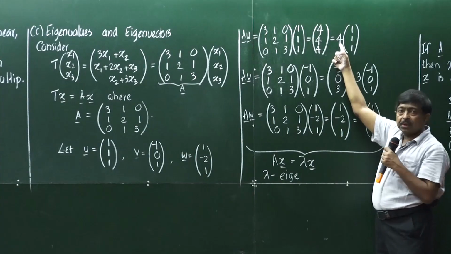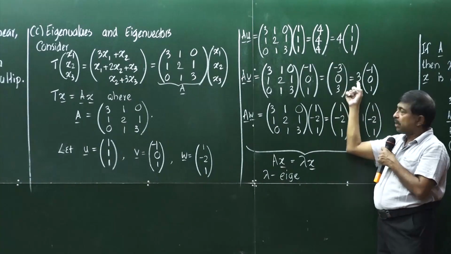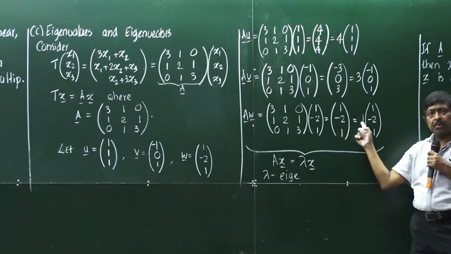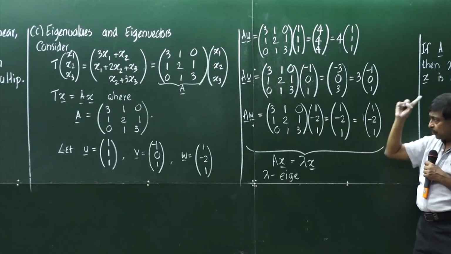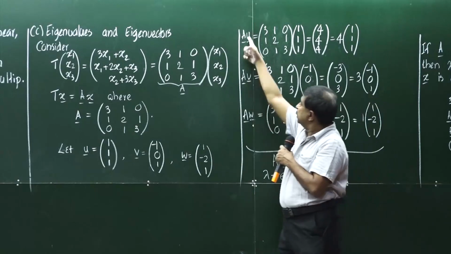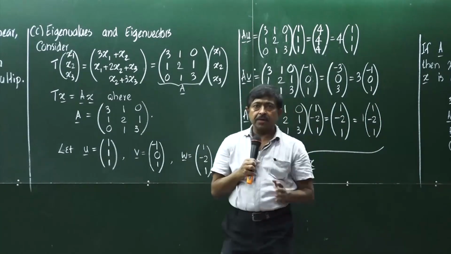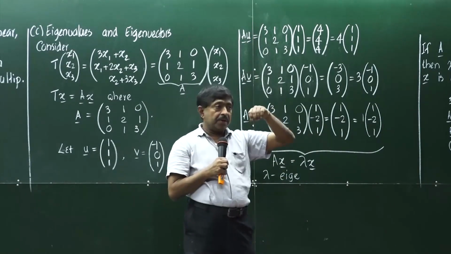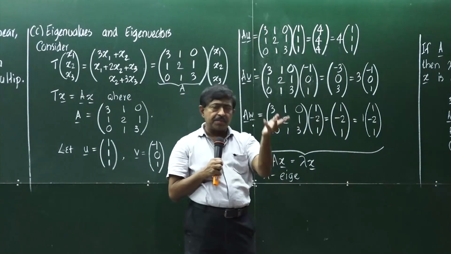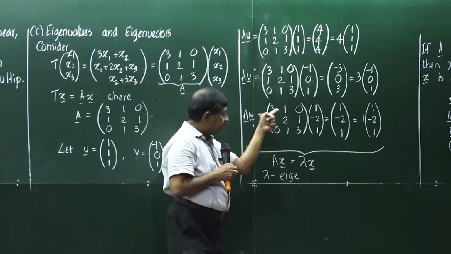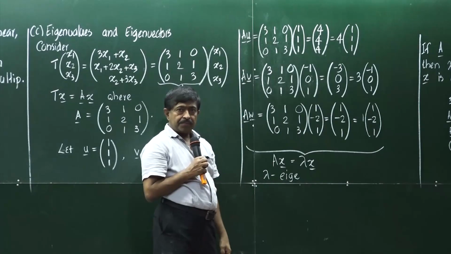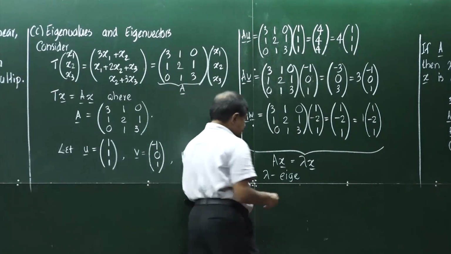Here length is multiplied by 4. Here length is multiplied by 3. Here the length is multiplied by 1. If you take any other vector in these places, it will be rotated, and direction will be changed as well as the magnitude. But here, the directions are invariant. Right? So, lambda is the eigenvalue.